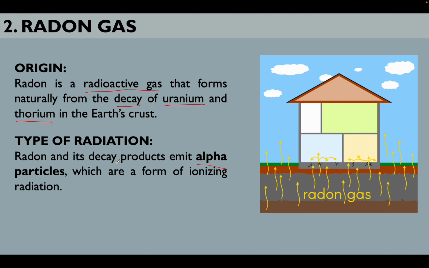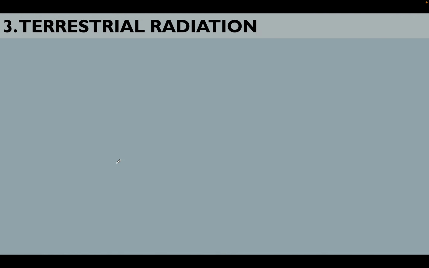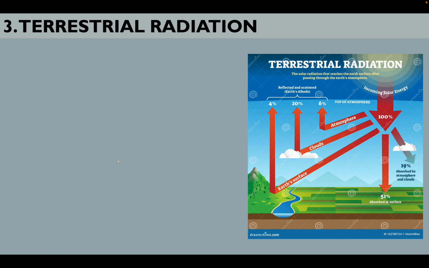Okay. So, that is the second natural source of radiation. So again, the first one, we have the cosmic rays. The second one is the radon gas. And then the third one is what we call the terrestrial radiation. So what is a terrestrial radiation? So what is the origin of terrestrial radiation?